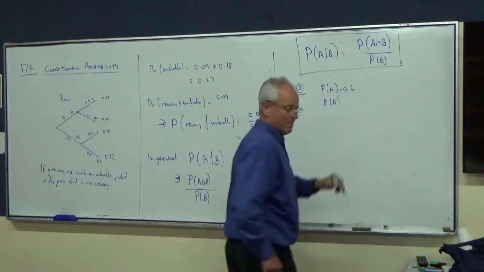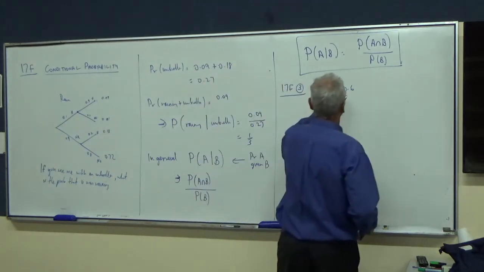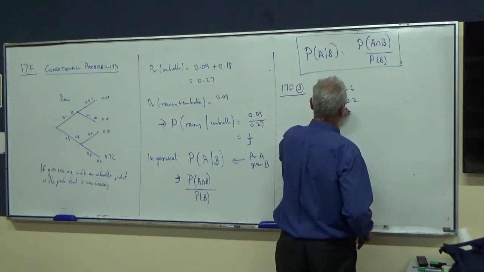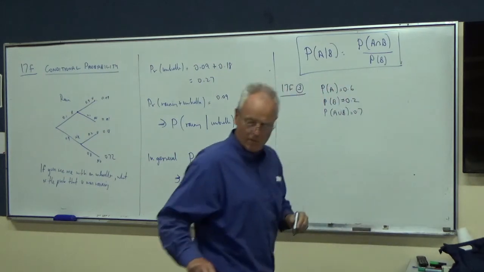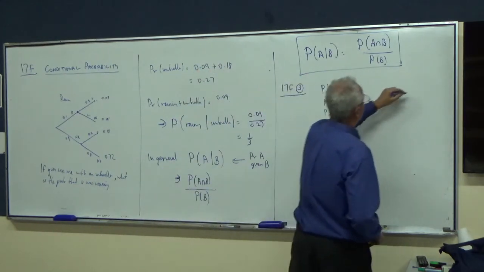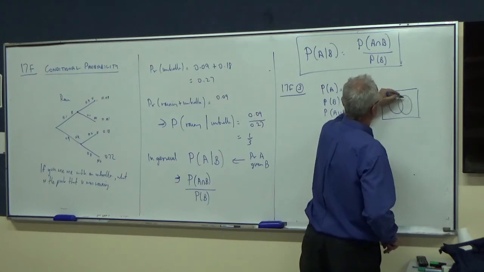Probability of B is 0.2. And the probability of A union B is 0.7. Okay. So we can draw a Venn diagram for that. There's A, there's B.